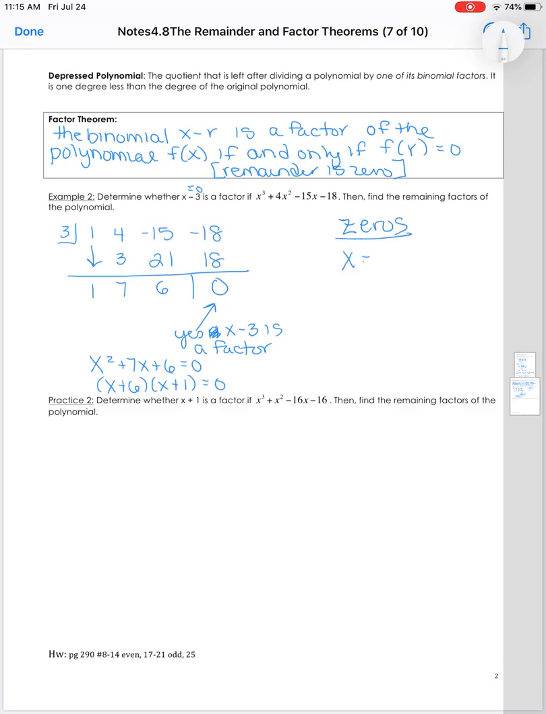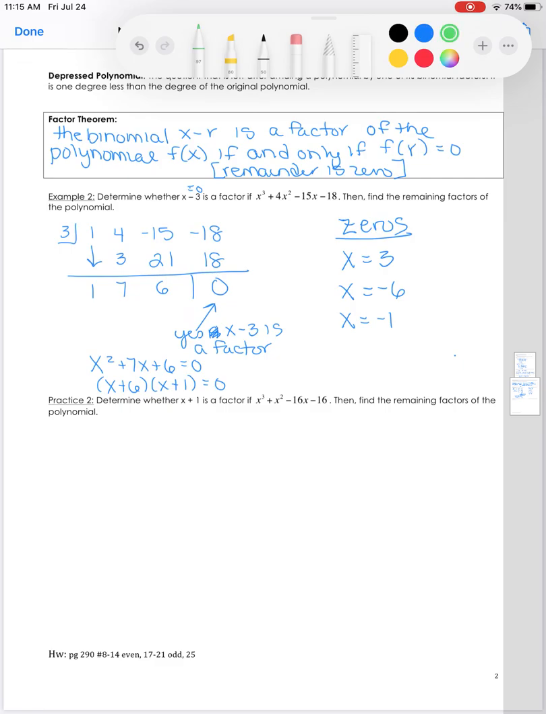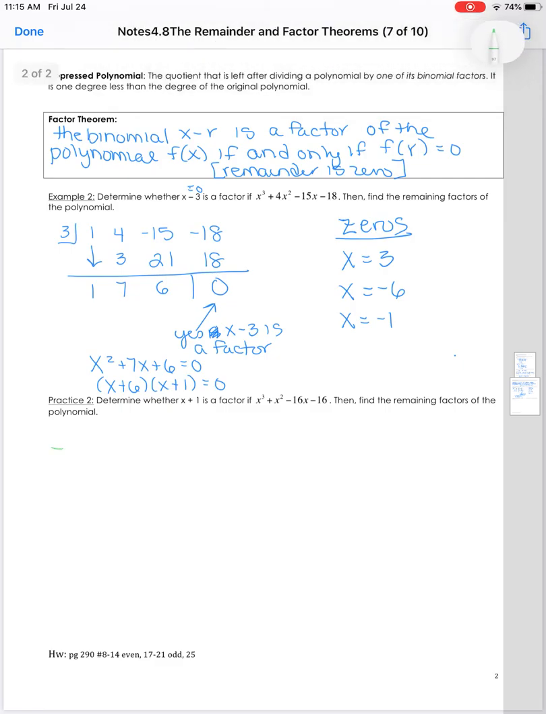Now we want to find all of the zeros. So let's take what's left: 1, 7, and 6. That's x squared plus 7x plus 6. We're going to set that equal to 0. That's a trinomial. I need two numbers that multiply to get 6 and add to get 7. Well, that's 6 and 1. So x plus 6, x plus 1. Now I'm able to list out my 3 zeros. We said x equals 3 worked because we got a 0 remainder. With the x plus 6, I get -6, and with the x plus 1, I get -1. Those 3 zeros match up with the degree of the polynomial from the original problem, which they do.